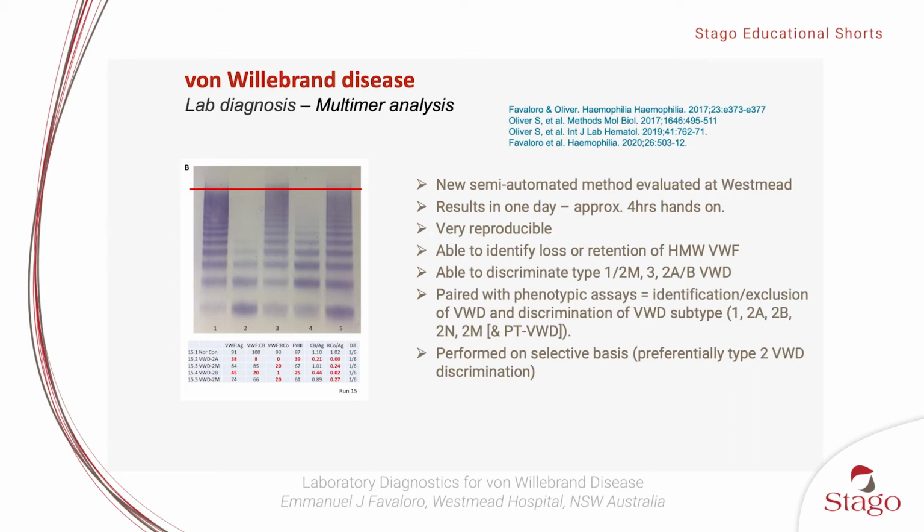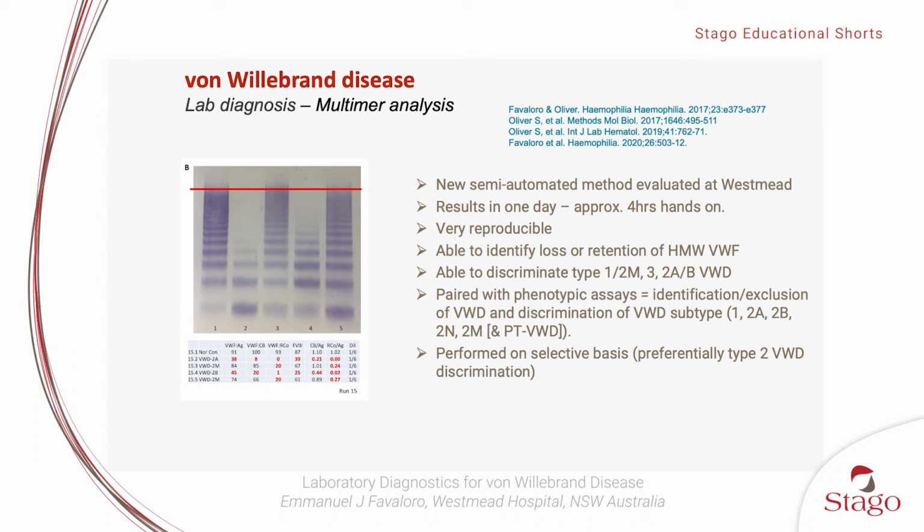So in this slide, we can see that the first lane shows normal plasma. The second lane shows an example where you have a loss of high molecular weight von Willebrand factor that you will see in type 2A or 2B von Willebrand's disease. In this case, it's a 2A.